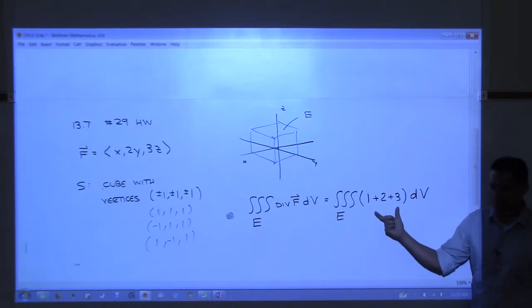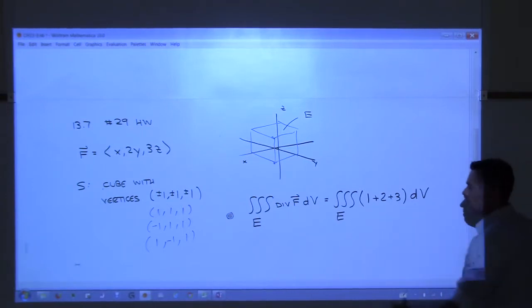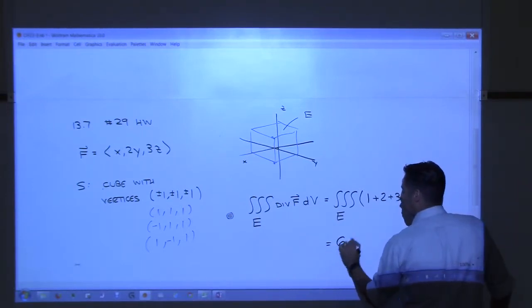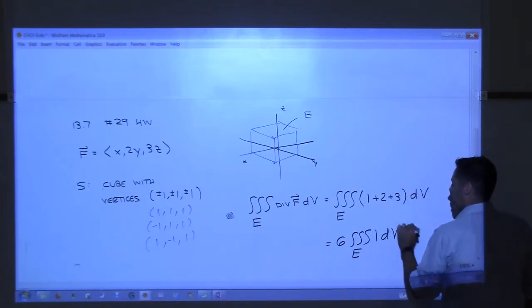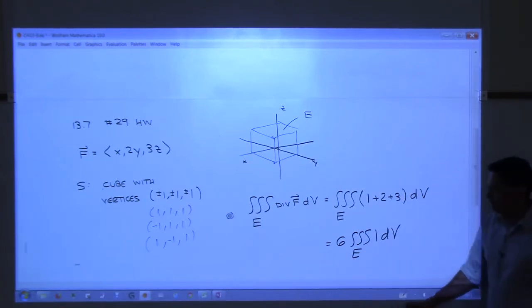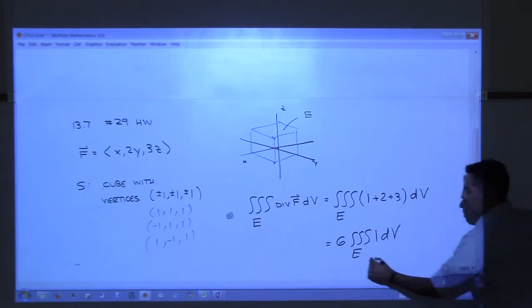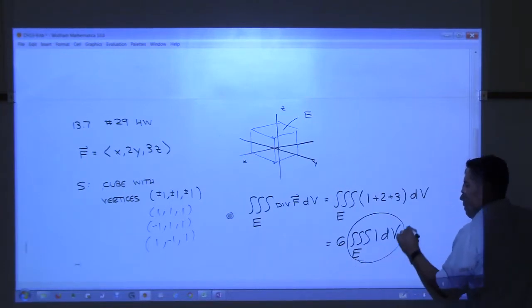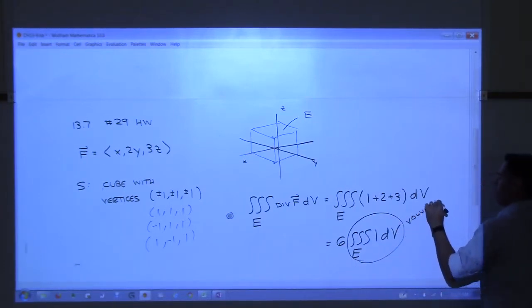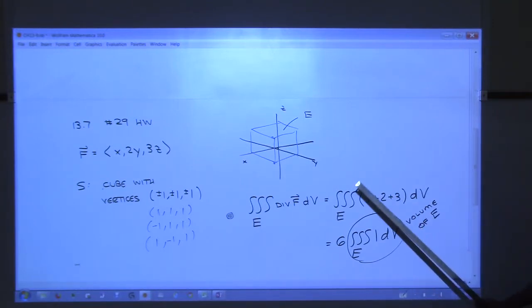Div? Okay. And that's just a constant, so I can pull that out: 6 times the triple integral over E of 1 dV. What's that? The volume of the cube. This is the volume of the cube, isn't it? Volume of E.